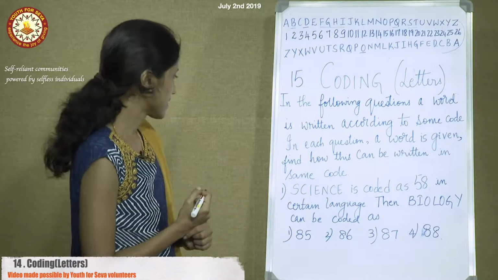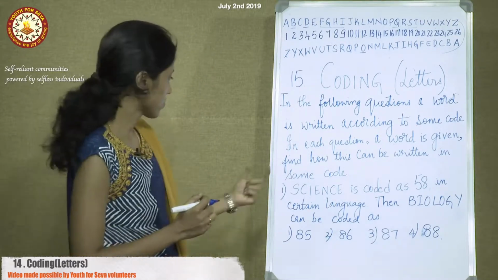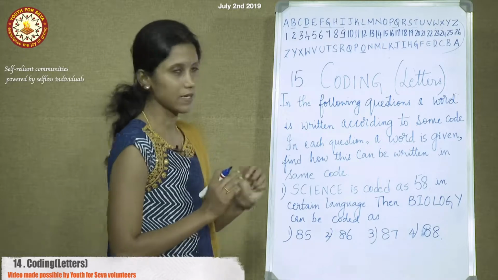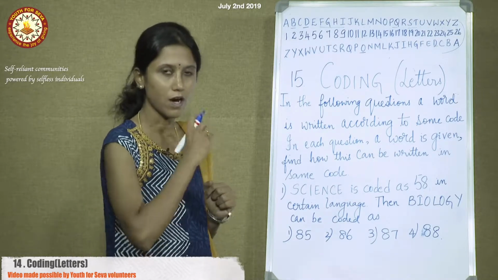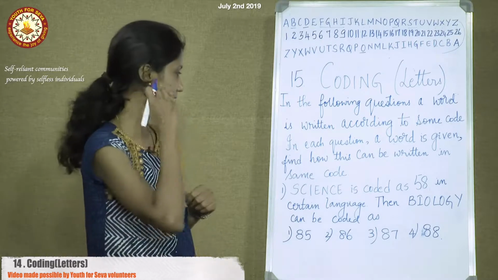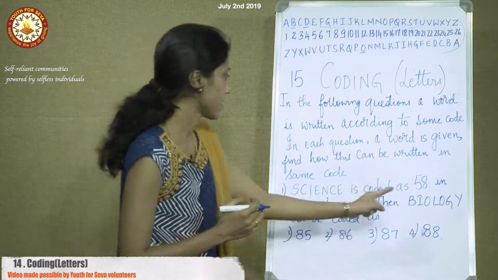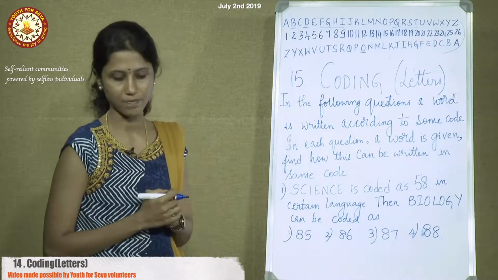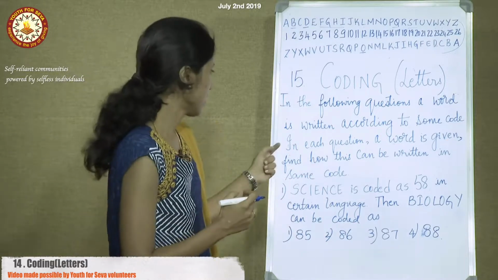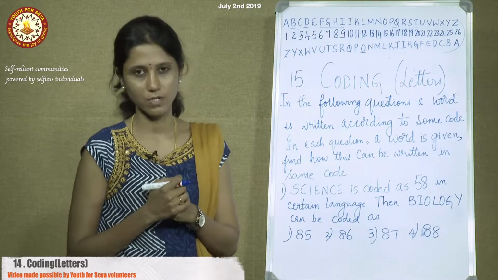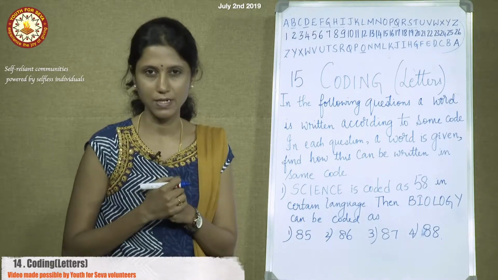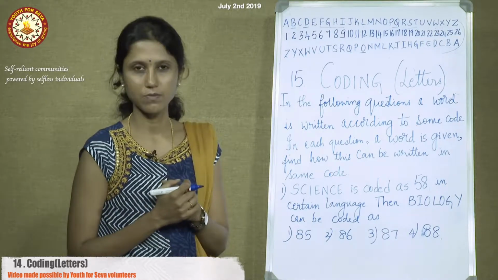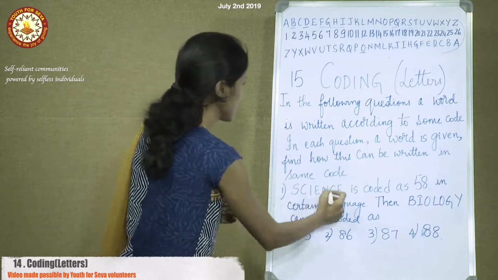First question, science is coded as 58. So the word science has been coded as the number 58 in a certain language. We have to find out how science is coded as 58, and the same rule we can apply to the other word given in the question, biology, and choose the appropriate answer. As I said before in the previous sessions, whenever letters and numbers are given in the question, please check with the position of the letters and do addition, subtraction, multiplication or division, or check with the sequence of numbers. So first one, science.